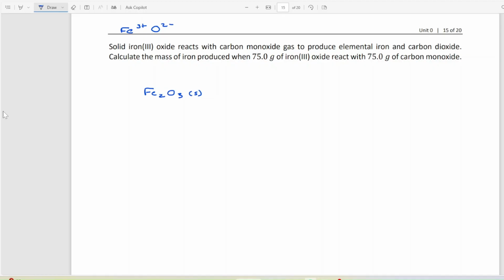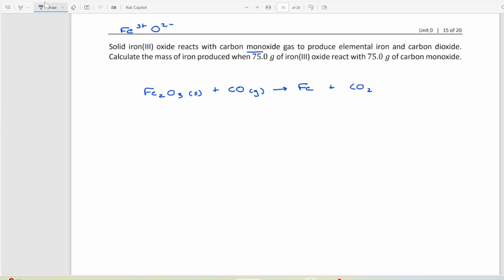Now they've told me the state of this one. It's not so important to include the states all the time, but if it does state them, I do put them in there. And it's reacting with carbon monoxide, so CO, and oxygen gas. And it's producing elemental iron, which I would guess would be a solid, but it doesn't tell me, so I'm just going to leave it off. And carbon dioxide, which again, I would guess would be a gas, but I don't know for sure, so I'm going to leave that off.